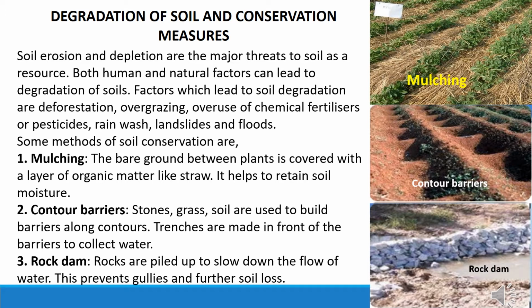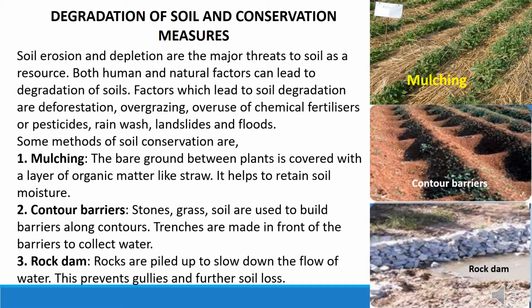So we should find out some measures to conserve the soil. So what are the methods we will see now? The first one is mulching. Mulching is the one where the bare ground between the plants is covered with a layer of organic matter like straw, which helps to retain the soil moisture. You can see in the picture given there how between the crops which are grown, you can see the straw, and that is there to conserve the soil from erosion and also to retain the soil moisture.